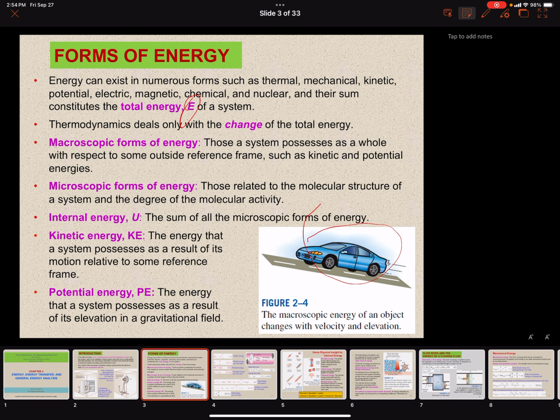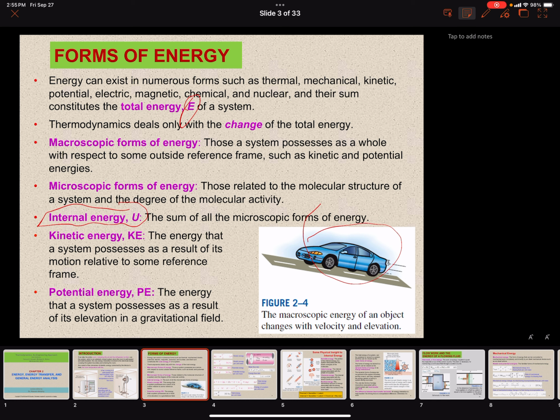An example of macroscopic forms of energy is when a car is moving or changing its elevation, we can calculate the kinetic energy from its motion, or the potential energy from its position. For the car as the whole system, we deal with the whole system. On the other hand, an example of microscopic forms of energy is internal energy, and this is very important. We will discuss it in the next slide. Like internal energy inside the car engine.